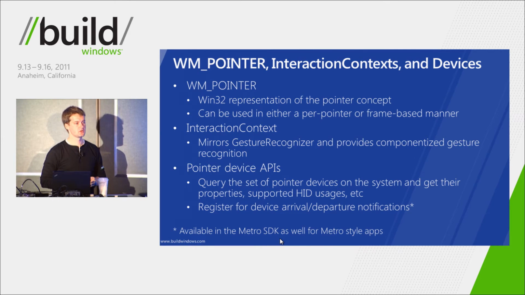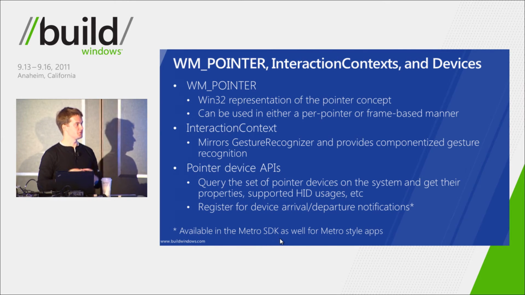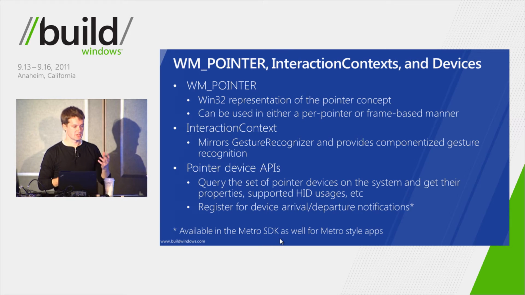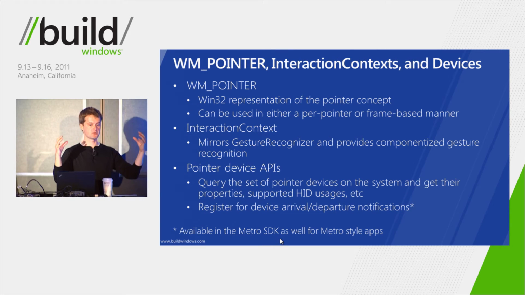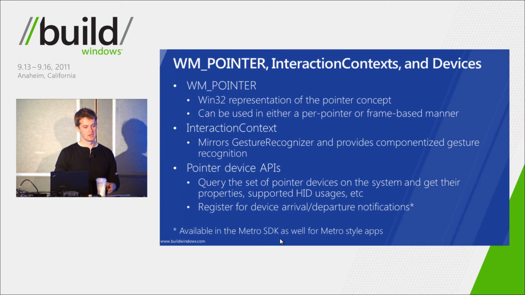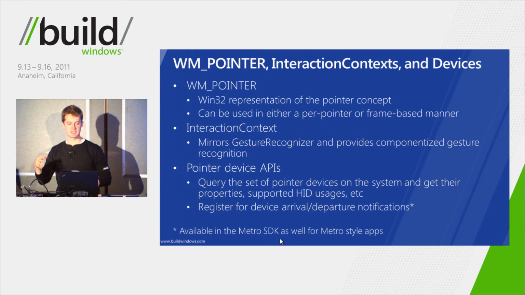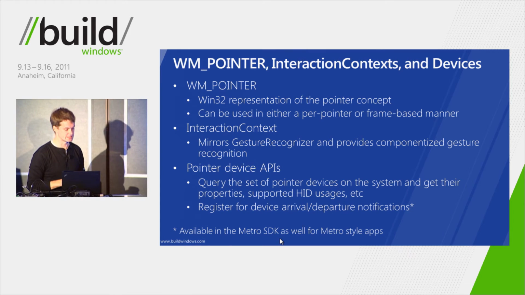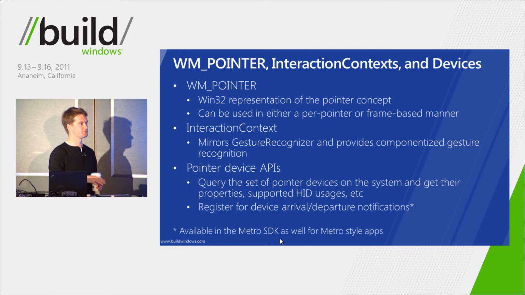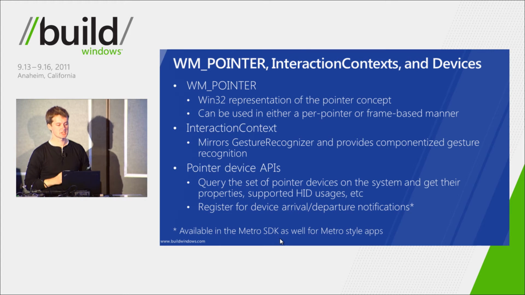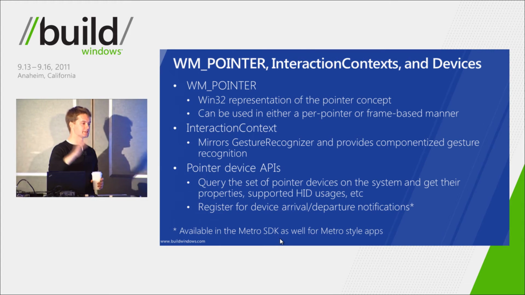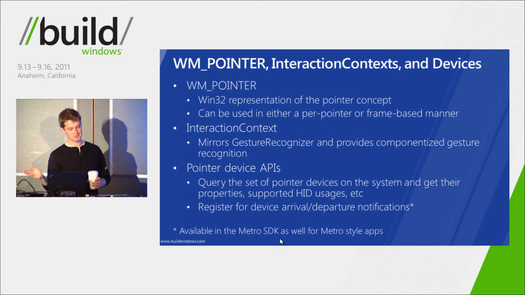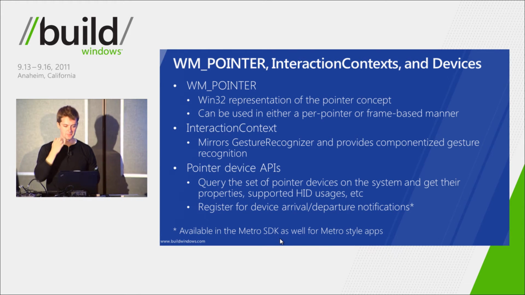This is useful if you're building a framework, if you have some app that can efficiently process all that data in parallel. All of our frameworks, so the XAML, the HTML, Core Window, all of them work in a frame-based manner behind the scenes. So the Win32 version of Pointer, WM Pointer, lets you do that. Interaction contexts are exactly the same as gesture recognizer. Everything you can do with gesture recognizer, you can do with interaction contexts. They're just a Win32 API.